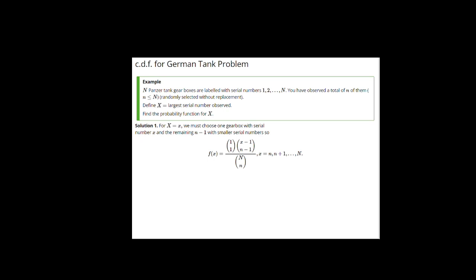The denominator, of course, is the number of ways we can choose our sample with no restriction at all, namely capital N choose little n. So the probability function is the ratio of these two things, x minus 1 choose n minus 1, divided by capital N choose little n. And since we have a sample of size little n, the largest serial number we observe must be at least that. So the possible values for capital X are n, n plus 1, right up to the unknown value, presumably of capital N.